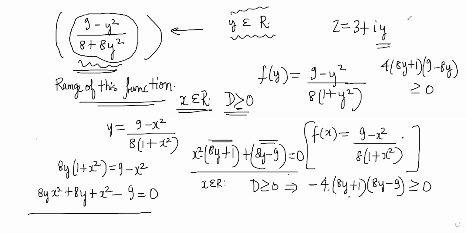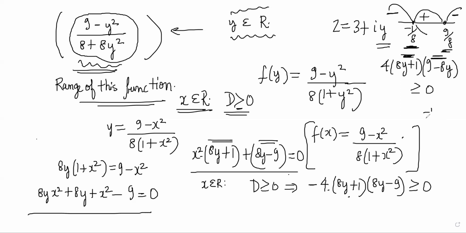And that will happen when, see, this will become 0 when y is minus 1 by 8, and this will become 0 when y is 9 by 8, right? If y is bigger than 9 by 8, this will be negative and this will be positive. So the whole thing is negative, right? If y is between minus 1 by 8 to 9 by 8, this is positive, this is also positive. So this is the portion where it is positive and after that it will be negative. So the range of y is minus 1 by 8 to 9 by 8, right?